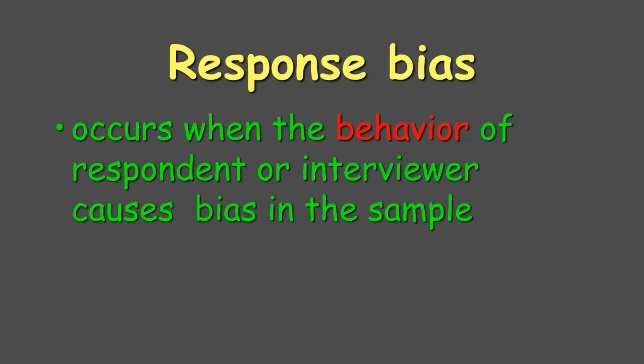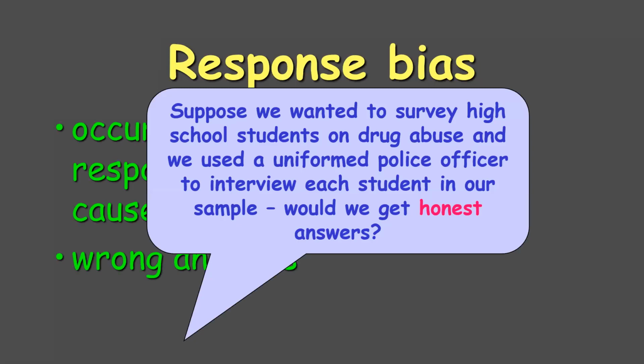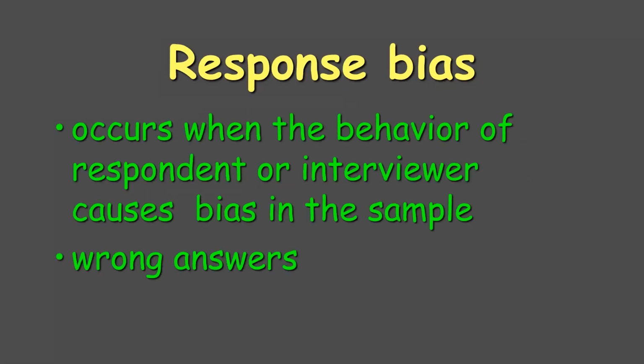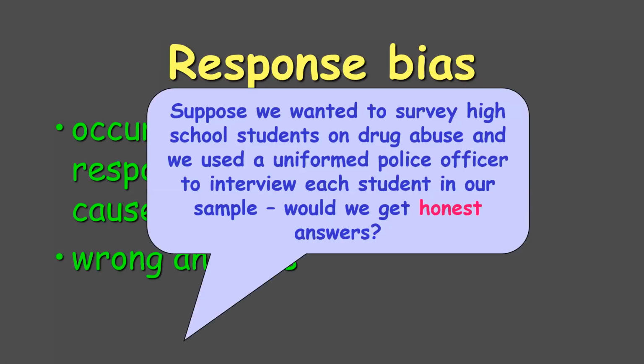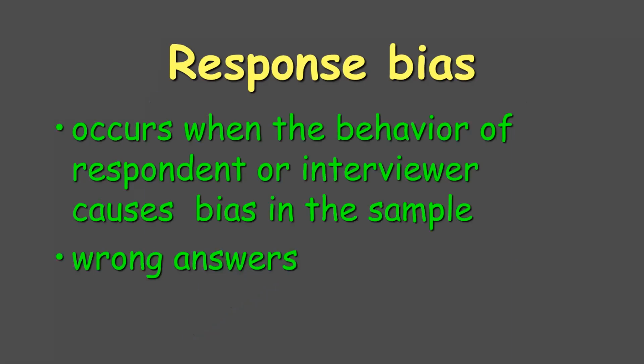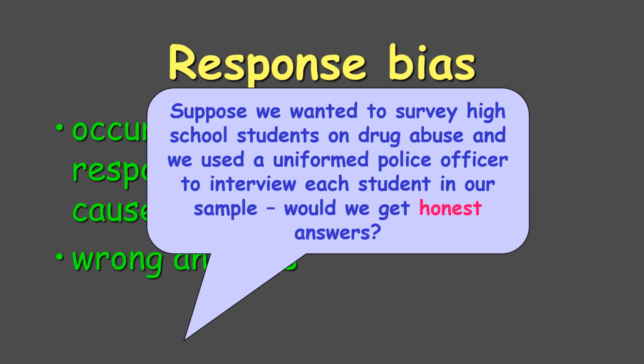Another type of bias is response bias. Okay, response bias occurs when the behavior of the respondent or interviewer causes bias in the sample. Okay, this could be through wrong answers. It occurs when the behavior of the respondent causes bias in the sample, and what it does is it produces wrong answers. So suppose we wanted to survey high school students on drug abuse, and we used a uniformed police officer to interview each student. Do you really think they're going to be honest with a uniformed police officer when asked if they did drugs? Probably not, right? They're probably going to say, oh no, I didn't do anything. Think about if their friend asked them if they did drugs, they'd probably be honest, right? But with a uniformed police officer, probably automatically you're not going to get an honest answer.